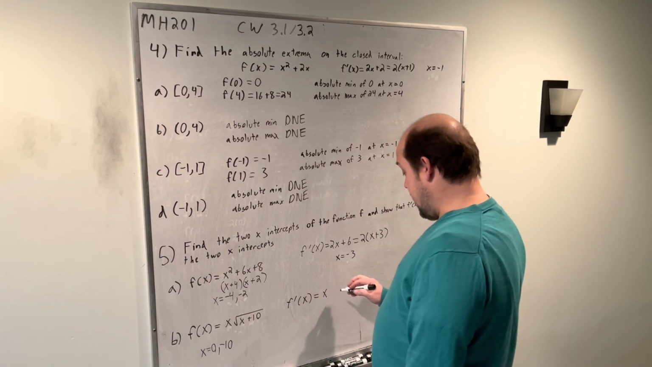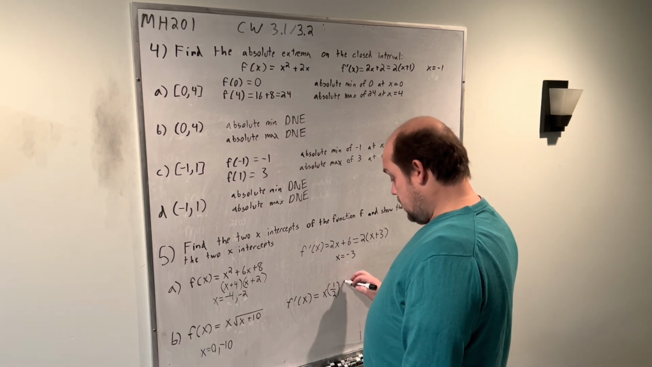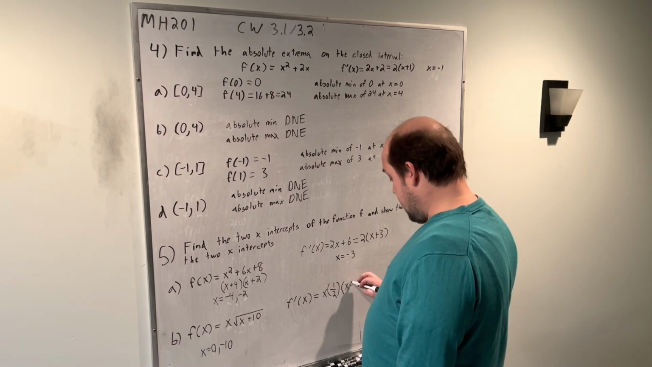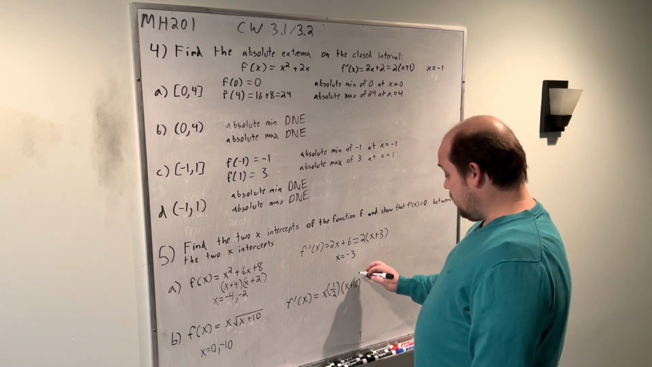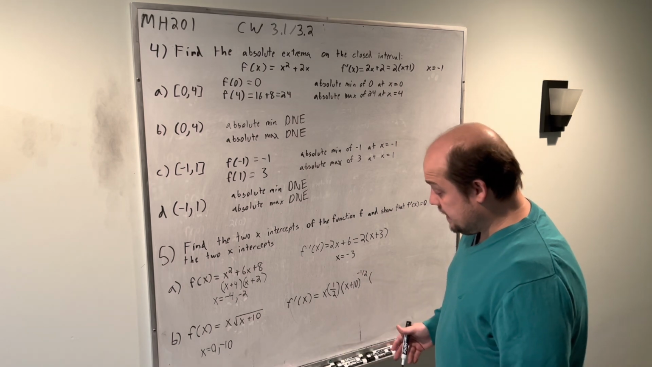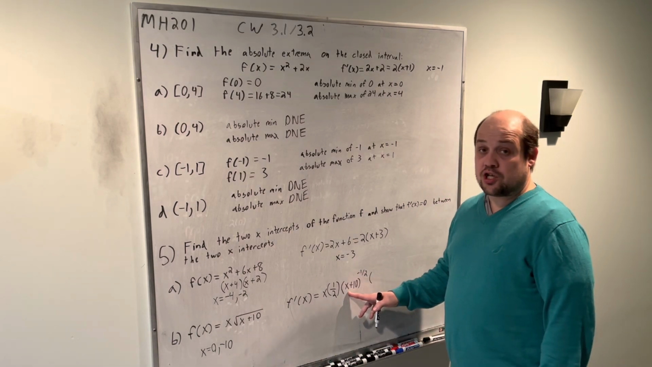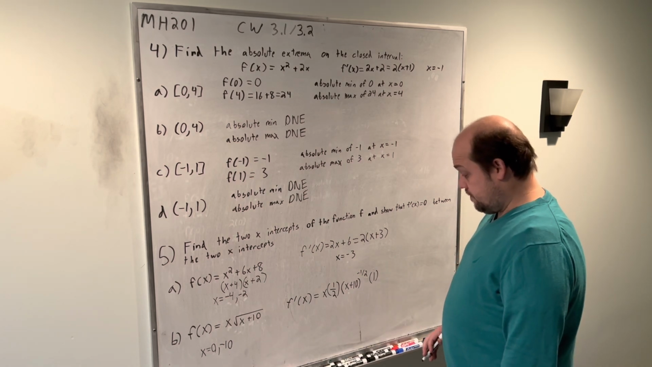Outermost function is 1/2, so the 1/2 comes down. The inner function stays the same, x plus 10. Now to the power of 1/2 minus 1, or negative 1/2, times the derivative of the inside. In this case, the derivative of the inside is just 1, so it doesn't really impact it, but I'm still going to write it here.